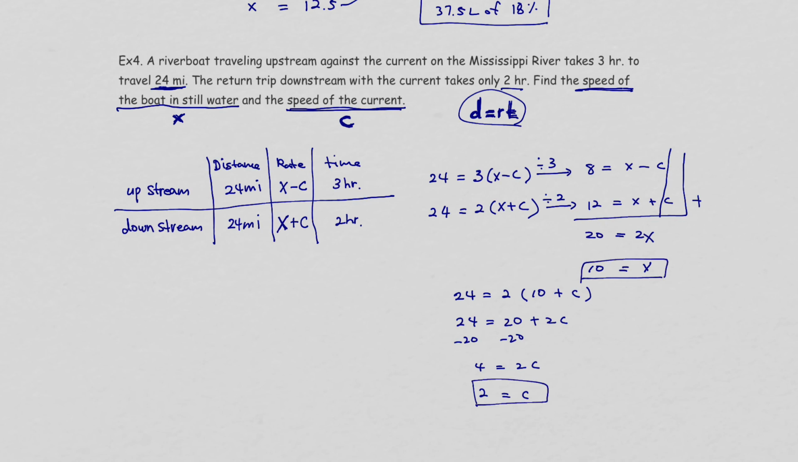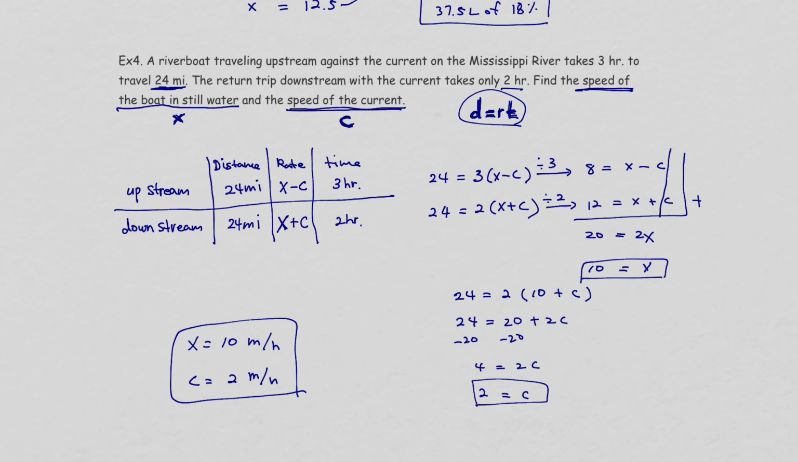Since x is the speed of the boat in still water, the unit is going to be miles per hour, so 10 miles per hour. Same thing with the speed of the current: that's going to be 2 miles per hour. And that's the information we're looking for.